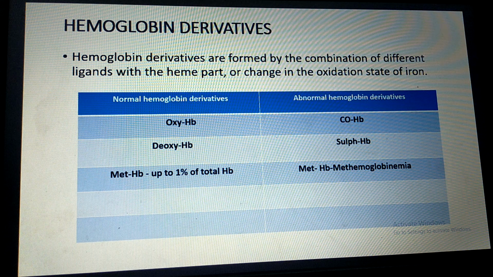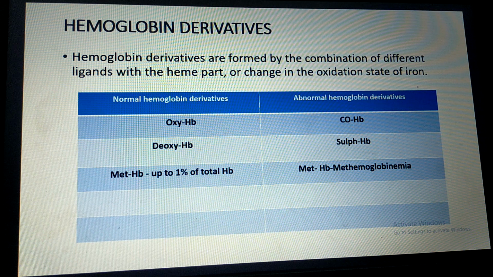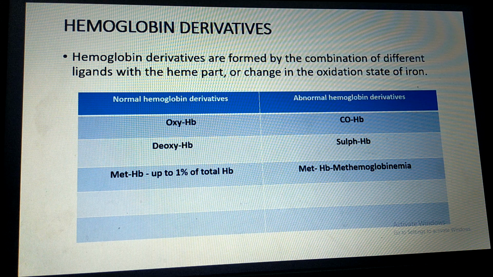Up to 1% of methemoglobin is normal, but if its concentration increases above 1%, that condition is called methemoglobinemia, which is an abnormal condition. So it is an abnormal hemoglobin derivative. So in abnormal hemoglobin derivatives I have written carboxyhemoglobin, sulfhemoglobin and methemoglobinemia.